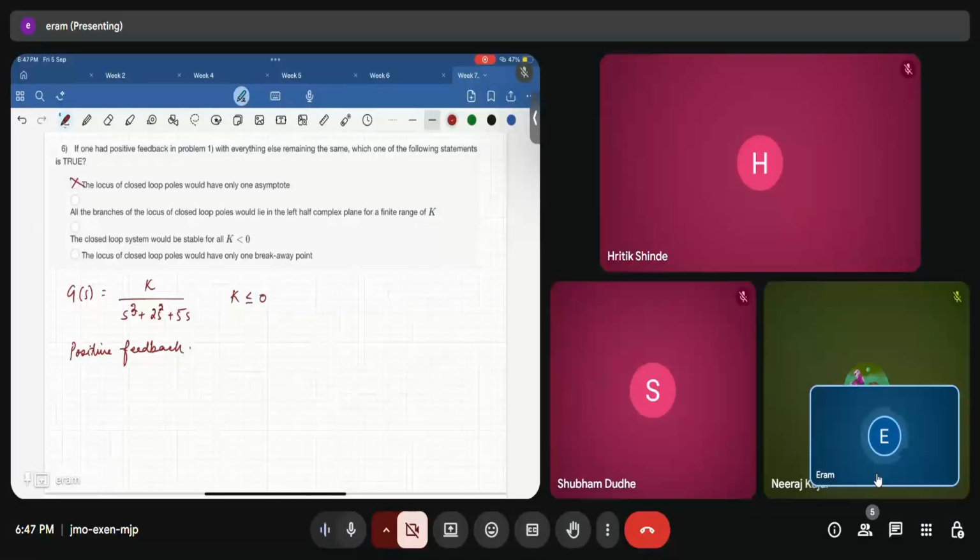And the last one is: the locus of closed loop poles would have only one breakaway point. A breakaway point, what do you think? Will it change? I don't think it will change, because our b and a remain the same. So in this case also we'll be getting complex poles at the break-in or breakaway point, so that means there will be no break-in or breakaway point. So the last option is also not correct. Then how to verify the second and third options?